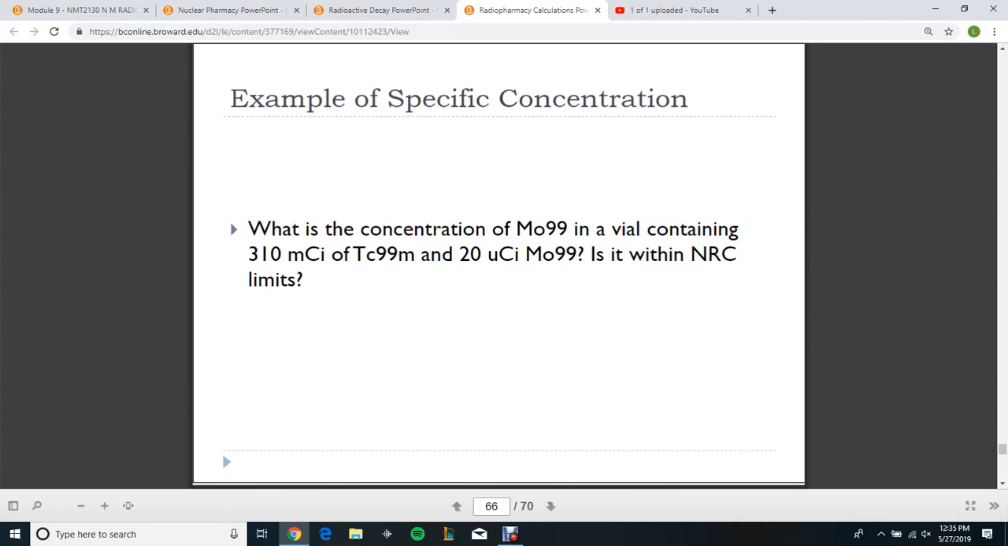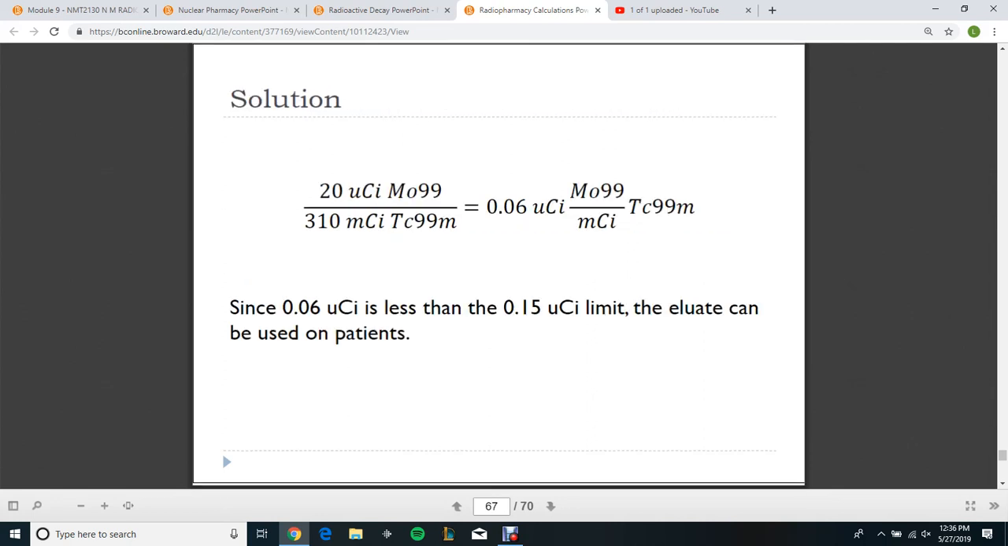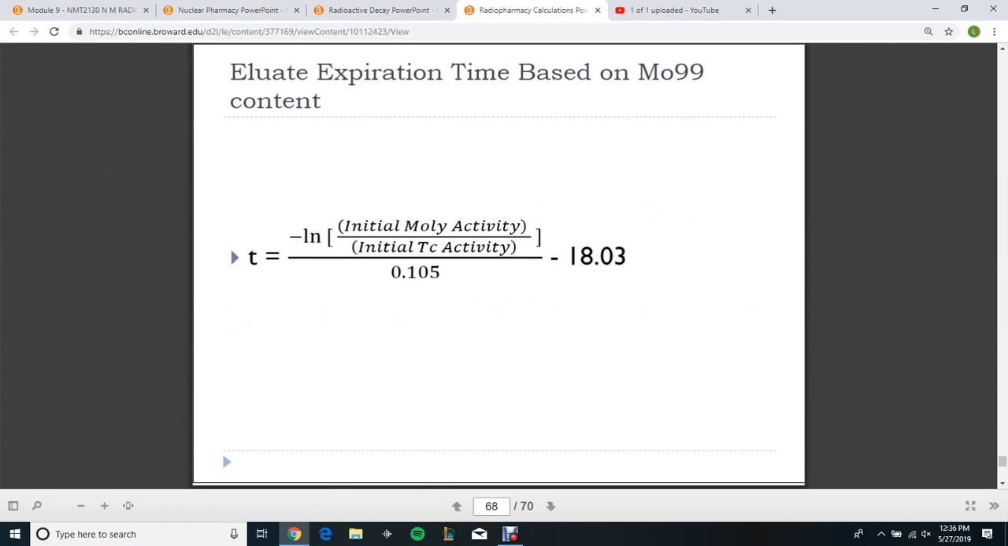Example of specific concentration. What is the concentration of Moly-99 in a vial containing 310 millicuries of technetium-99m and 20 microcuries of Moly? Is it within the NRC limits? So you're going to divide the 20 microcuries by the 310 millicuries, and you'll get 0.06 microcuries per millicurie of tech. Since 0.06 microcuries is less than the 0.15 microcurie limit, the eluate can be used on patients.